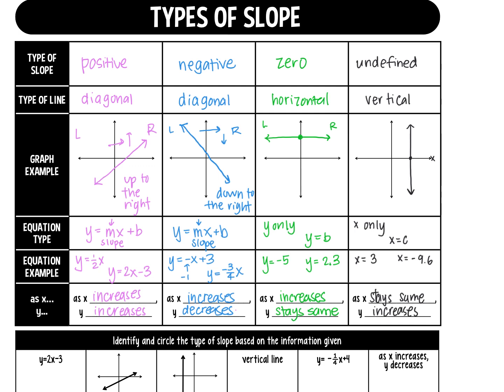Skip down to the practice below. Identify and circle the type of slope based on the information given, whether it's a graph, an equation, or a description, and check them with your teacher to see how you did.